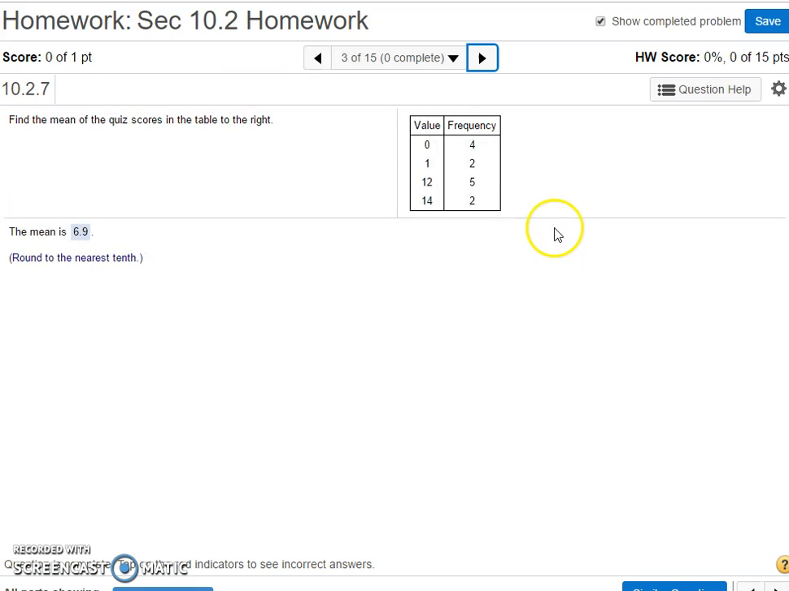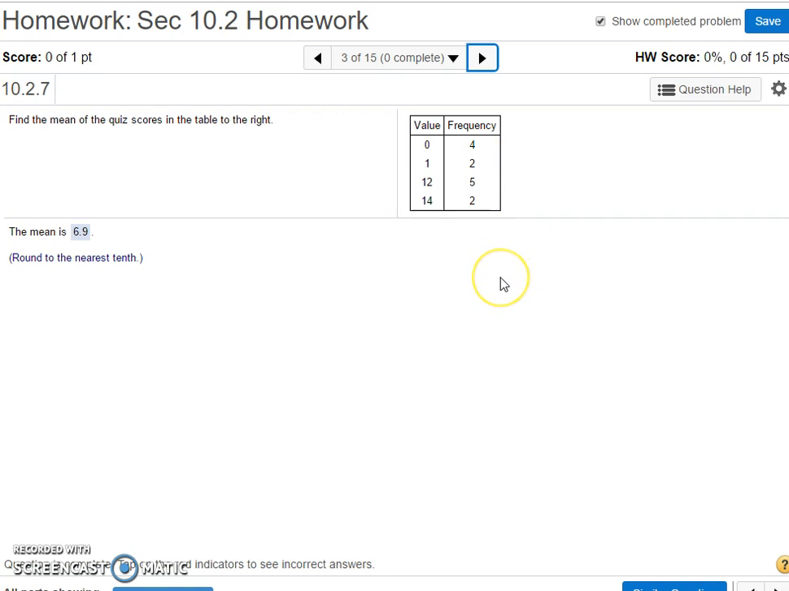So for something like this, they're telling me I have a value 0, the frequency, remember frequency is the count, 4 times. So to calculate this, I would have to multiply 0 times 4. I would add that to 1 times 2 because the 1 value occurs twice. I would multiply 12 times 5 because the value of 12 occurs 5 times. And then I would add to that 14 times 2 because 14 occurs 2 times.